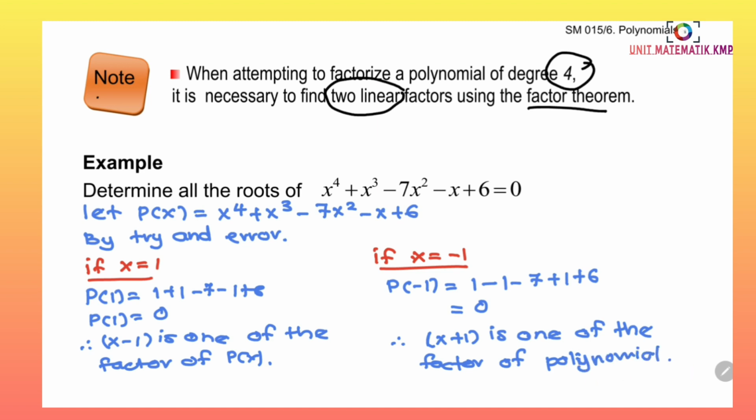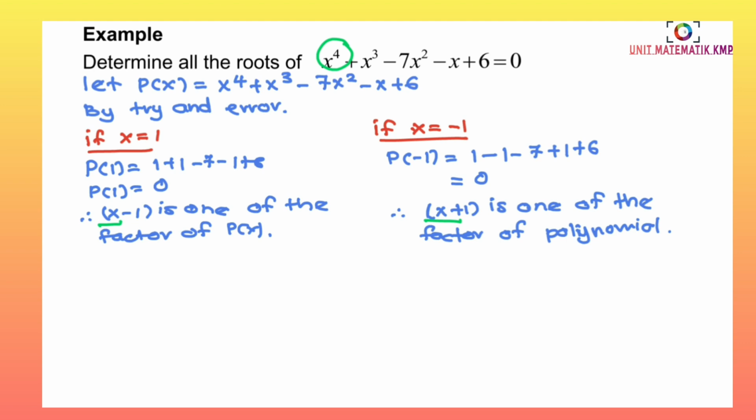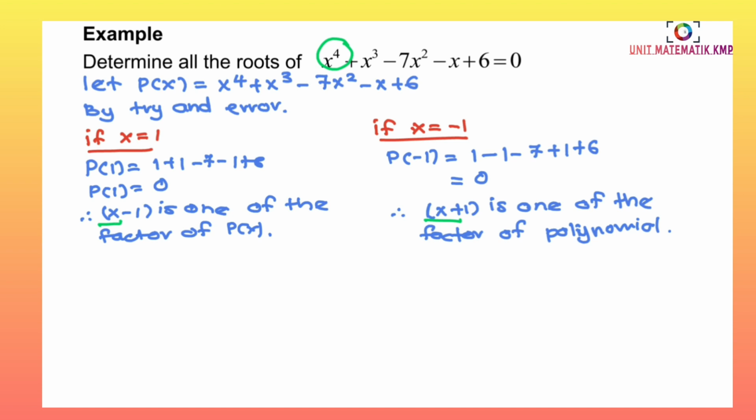Okay, now we have two factors, the first one is x minus 1, the second one is x plus 1. This is a polynomial of degree 4, which means we should have 4 factors. We already know 2 factors. To find the other 2 factors, all we need to do is run a long division or use the comparing method. Okay, here I proceed with long division.